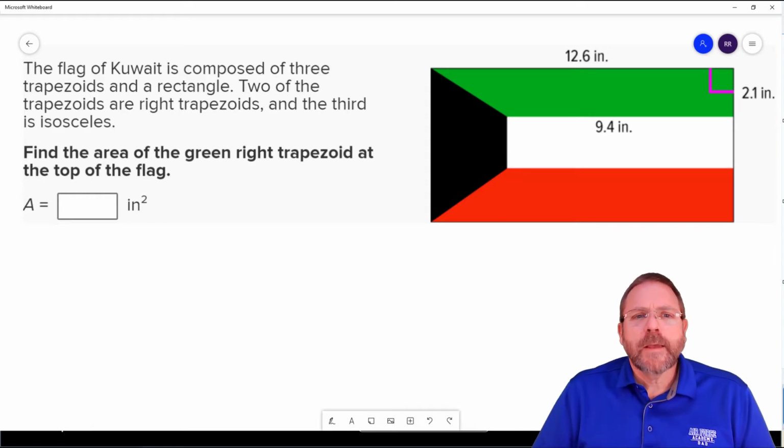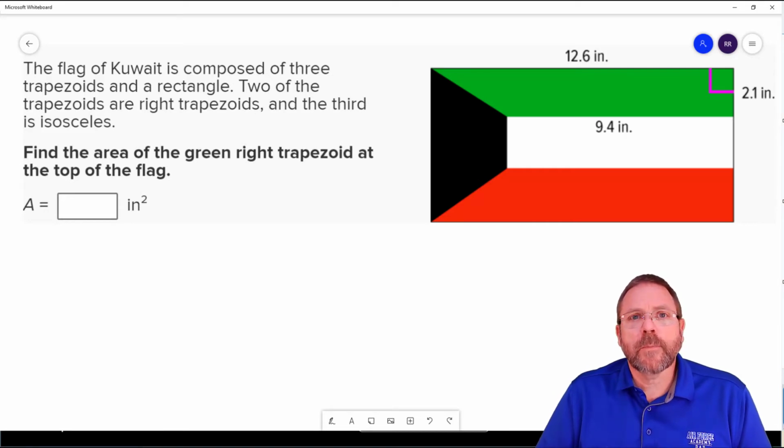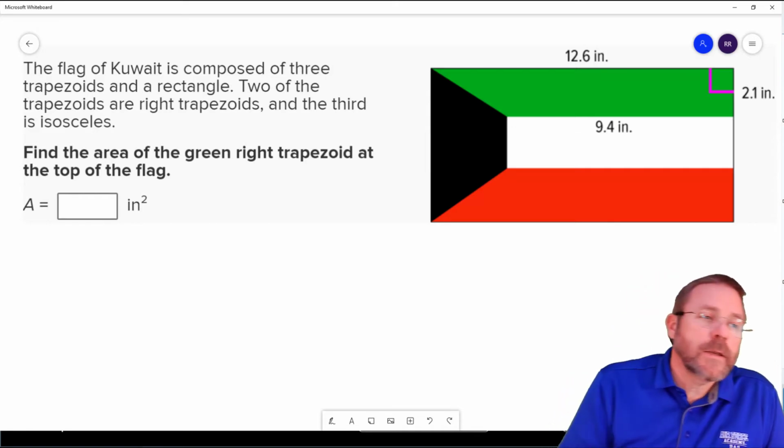The Kuwait flag is composed of 3 trapezoids and a rectangle. 2 of the trapezoids are right trapezoids. The other one is an isosceles trapezoid. Right trapezoid meaning they contain a right angle, and isosceles trapezoid meaning that 2 sides have the same exact side length right here. Find the area of the green right trapezoid at the top of the flag. Unfortunately for us, they give us all the data we need to do that.